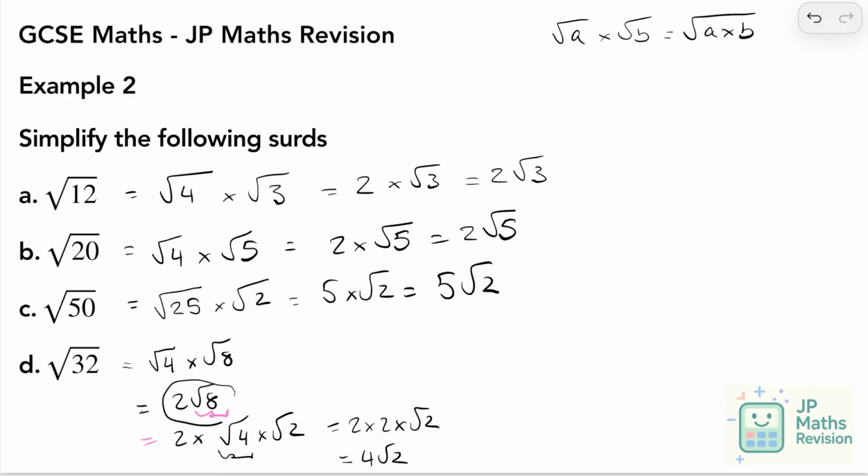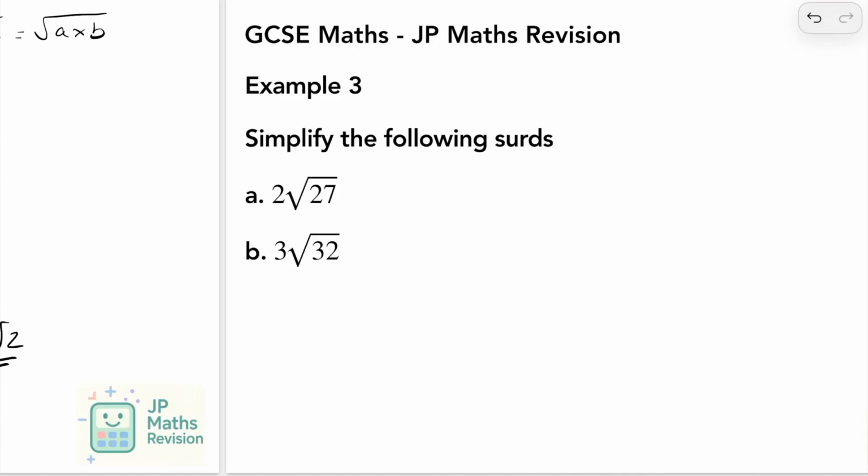Because if you leave your answer as 2 root 8, that's quite a common error and you would not get all of the marks. So if instead I did it as root 16 times root 2, root 16 is 4, so I just end up with 4 root 2, and I also got there a little bit quicker.